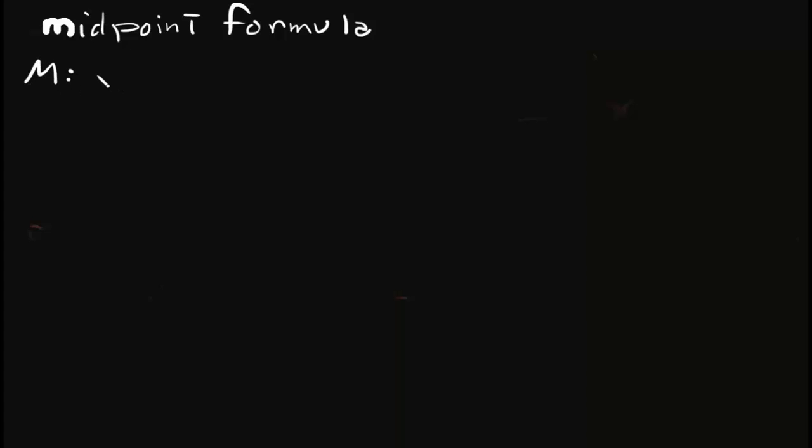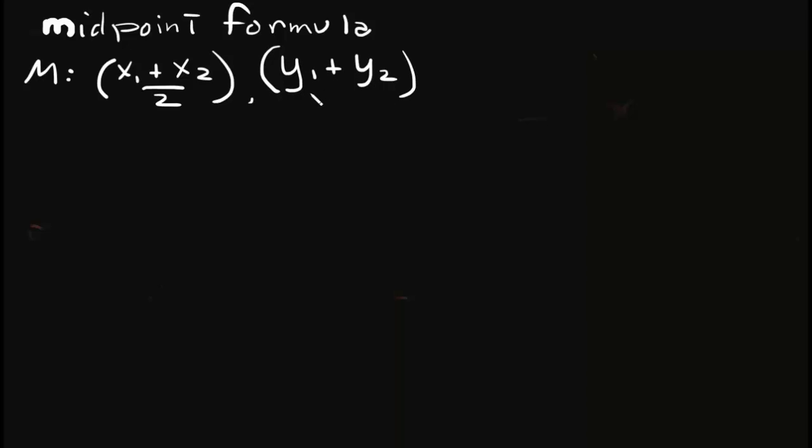The first tool you're going to need to graph the circle is the midpoint formula, which is this. The midpoint is x1 plus x2 over 2, y1 plus y2 over 2. Now, any point is going to have an x and a y coordinate.